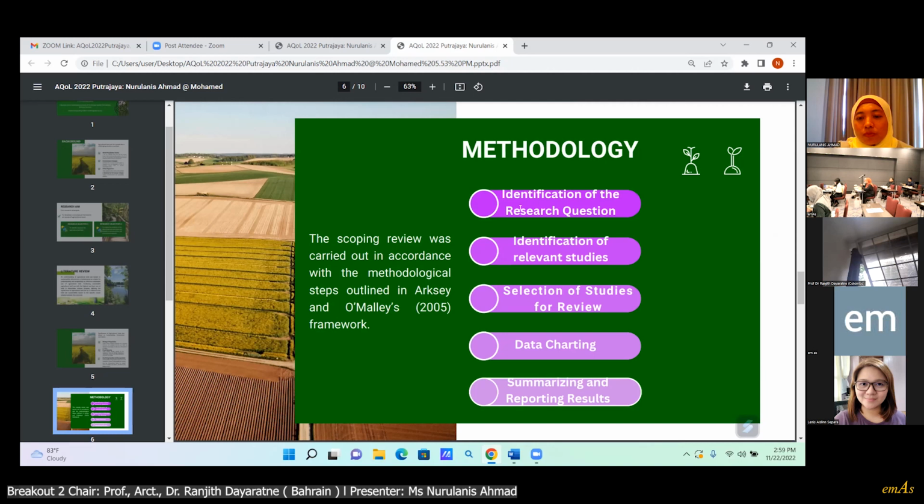So the first stage, we identify the research question. The research question is how the agricultural land use issue affects or impacts the socio-economic and environmental aspects. We identify the relevant studies regarding agricultural land use issues, and we select the studies for review. After that, we go with data charting, and we summarize and report the results.